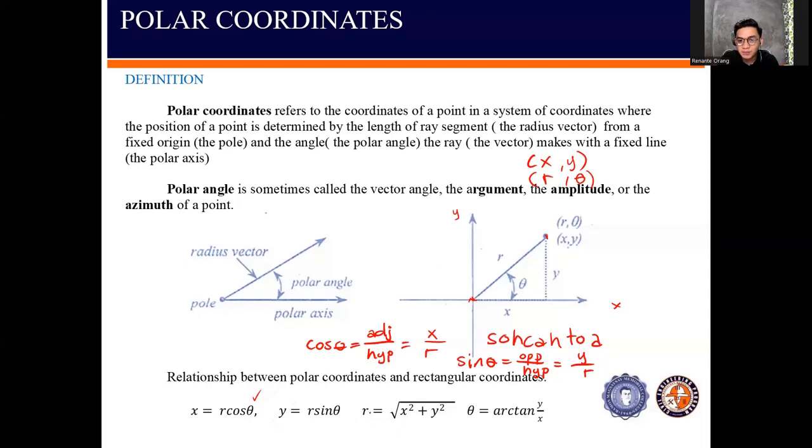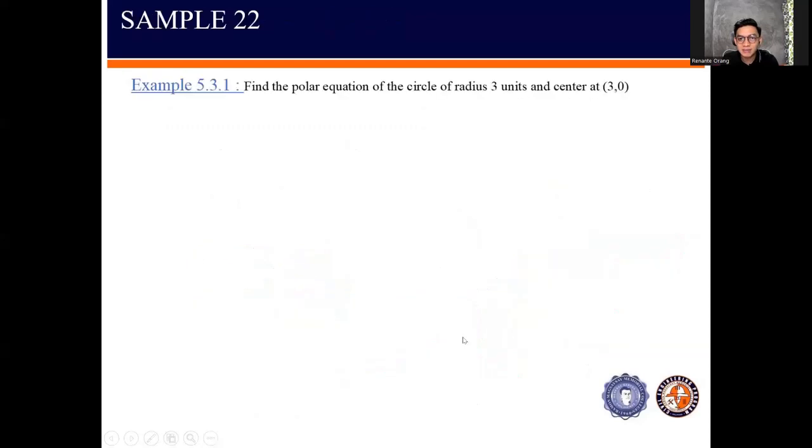Therefore, our r, same here, we just use the Pythagorean theorem, is equivalent to the square root of x squared plus y squared. We can also solve for our theta, which is the arctan of y over x. So where does this come from? Same again, SOHCAHTOA: tangent theta is equivalent to our opposite, which is y, divided by our adjacent, which is x. We just moved it to the other side, and it becomes arctan. Okay, so let's proceed with its example.